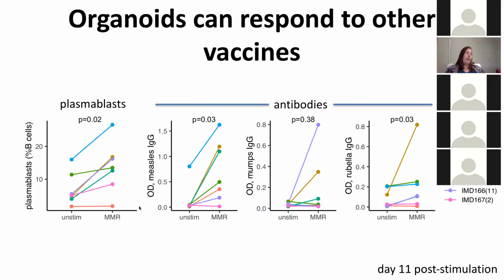You can see in unstimulated versus MMR-stimulated cultures that we see an increase in most donors in plasmablast production. And largely, most of the response actually seems to be driven against the measles component of the vaccine. There are clearly a few donors who are still making a decent mumps response and a little bit of rubella. But this also is consistent with what we would see in vivo, where the measles response seems to dominate.